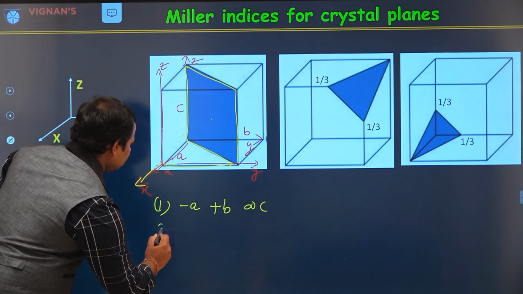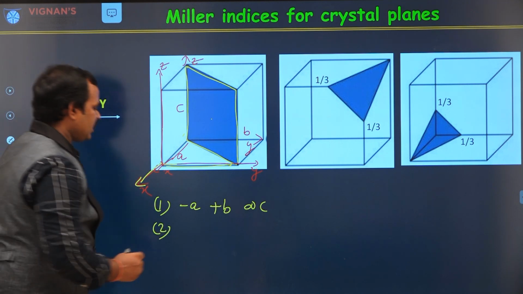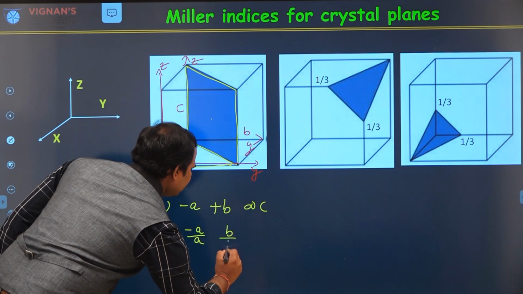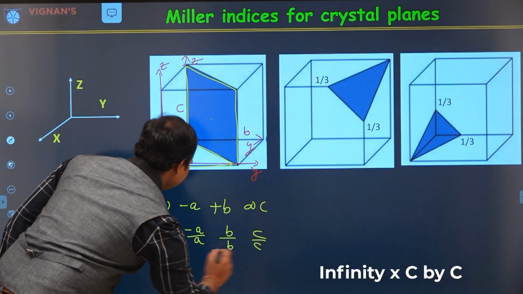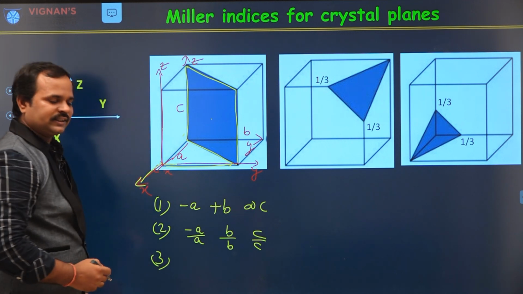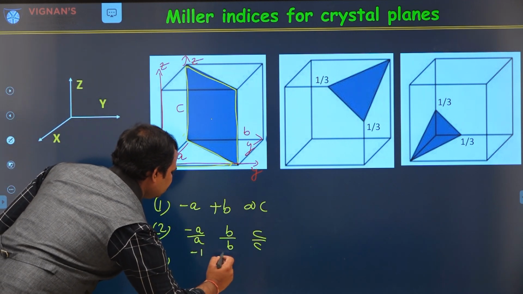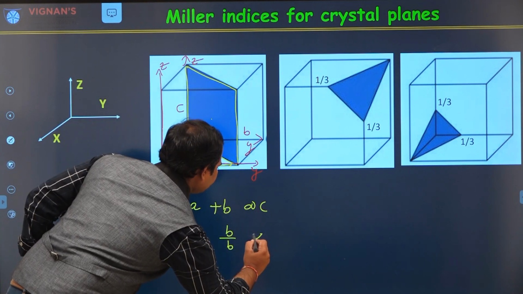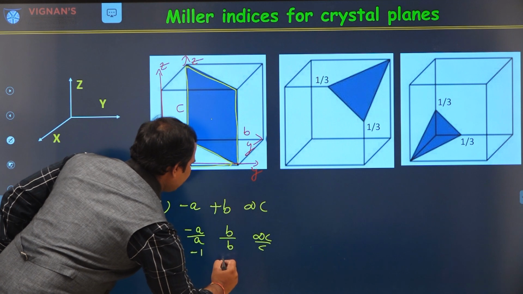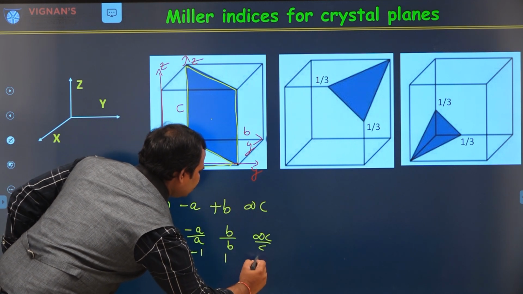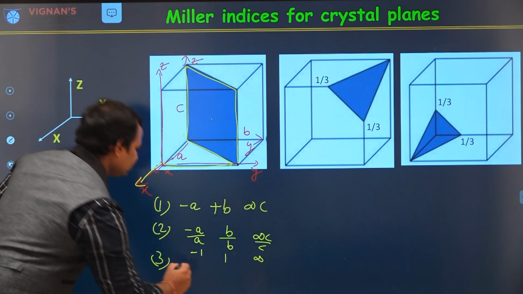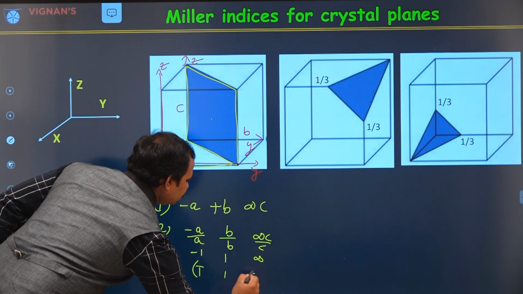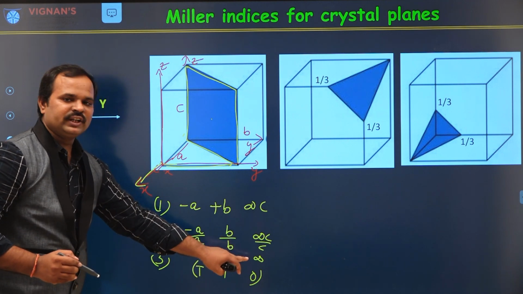Now, divide them with the lattice parameters: minus a by a, b by b, c by c. The third step is to reciprocate them. This gives us minus 1, 1, and this is also infinity. Infinity by c gives infinity, b by b gives us 1, minus a by a gives minus 1. The reciprocals give us 1 bar, 1, 0. 1 by 1 gives 1, 1 by infinity gives us 0.